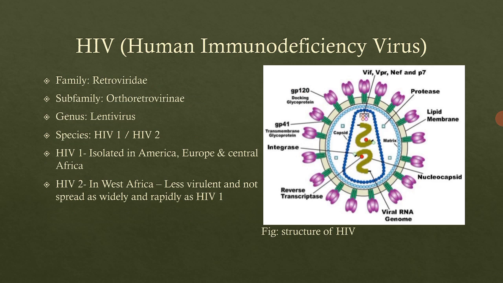HIV1 species was isolated in America, Europe and Central Africa, and HIV2 species was isolated in West Africa, and it is much less virulent or infective as compared to HIV1. Also, HIV2 does not spread as rapidly as HIV1. So we can say HIV1 is more contagious than HIV2.